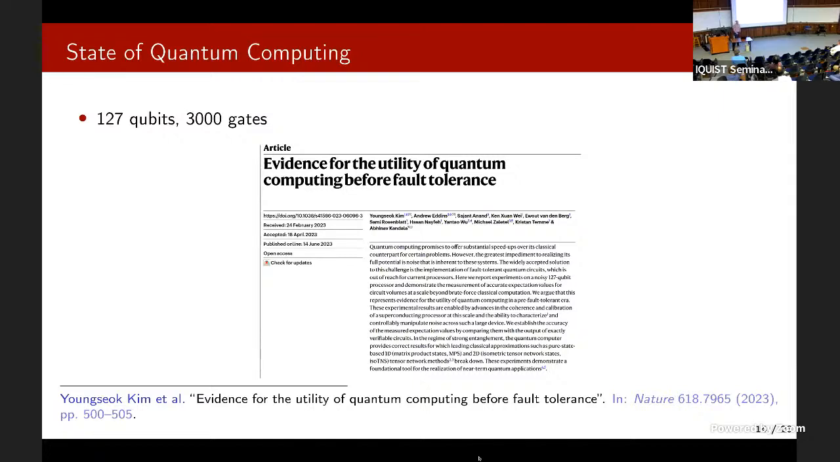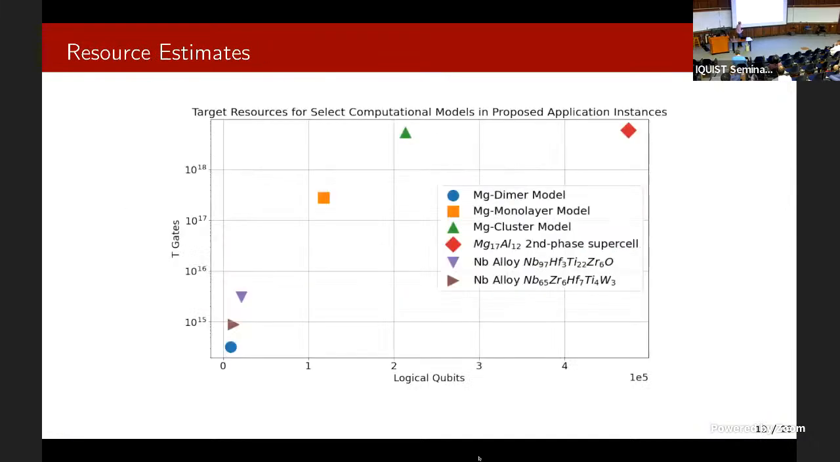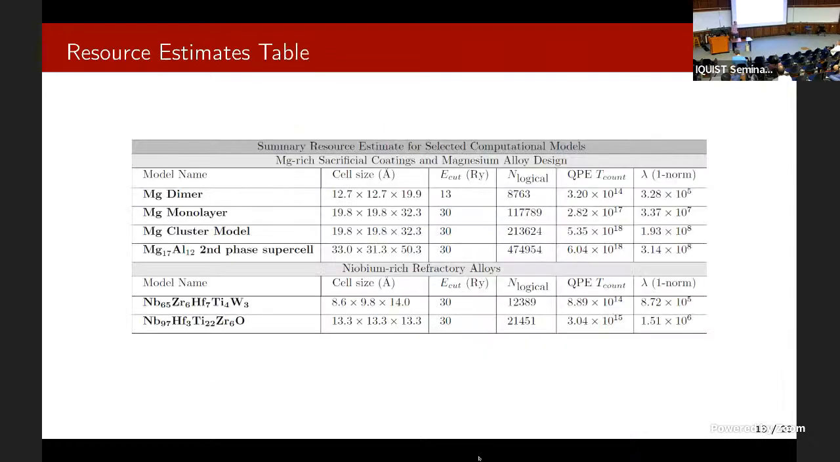So where are quantum computers today? Well, it depends on who you ask and what questions you ask. To give one example, this paper, Evidence for the Utility of Quantum Computing Before Fault Tolerance, used 127 qubits and 3,000 gates. I'm not going to talk about whether they did something useful or not, I'm just going to say that that was what they said. This was the kind of best thing we could do just less than a year ago. So 10 to the 18th T gates with 20,000 logical qubits is really a far way away from that.